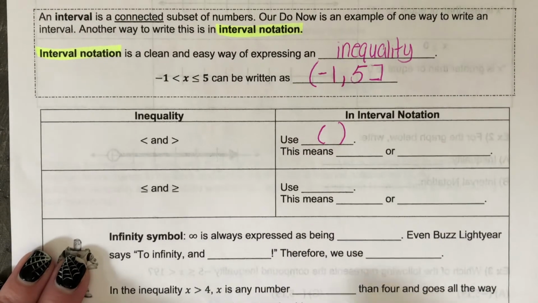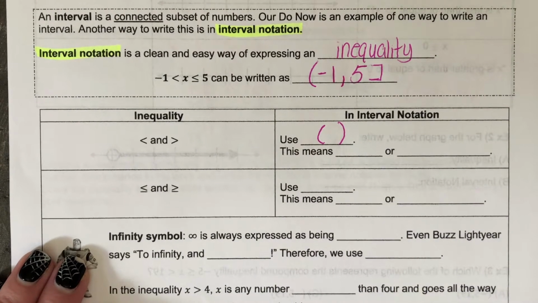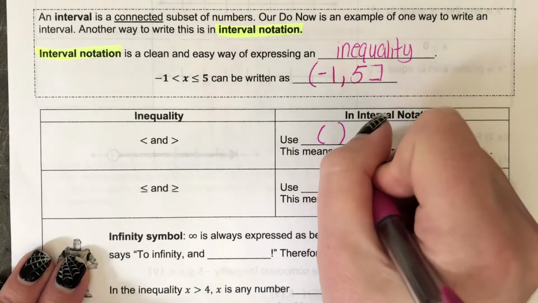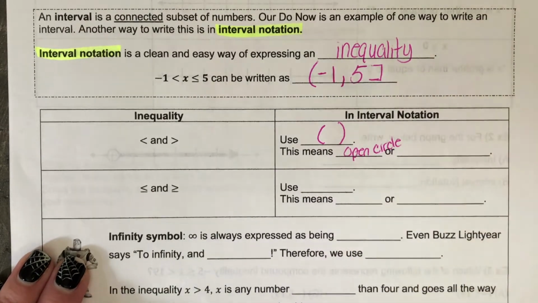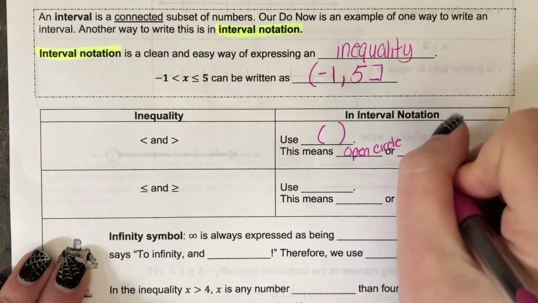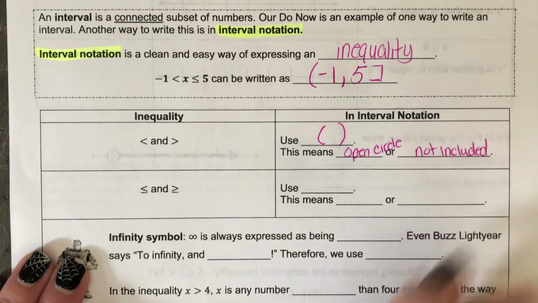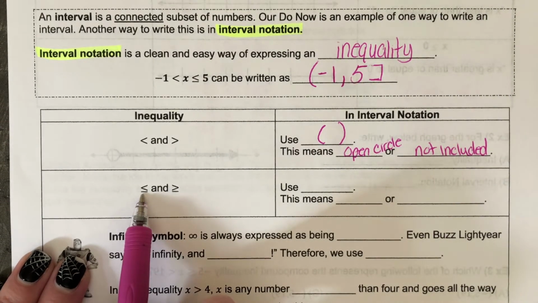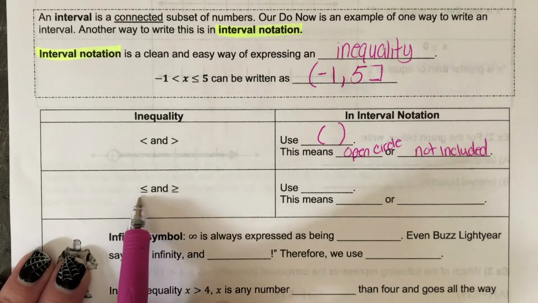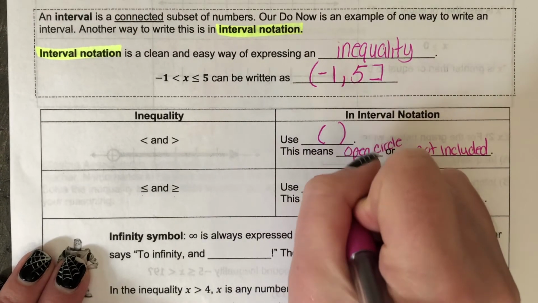Okay? So when I'm writing my interval notation, I would use parentheses. But if I'm graphing this on a number line, this would get an open circle, or it would mean it is not included in my answer choices. All right, same thing here. If it's less than or equal to, greater than or equal to, well, it could be that number. All right, so that you would use a bracket for.